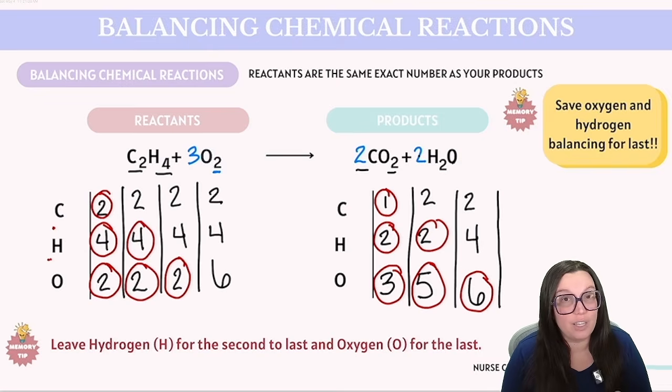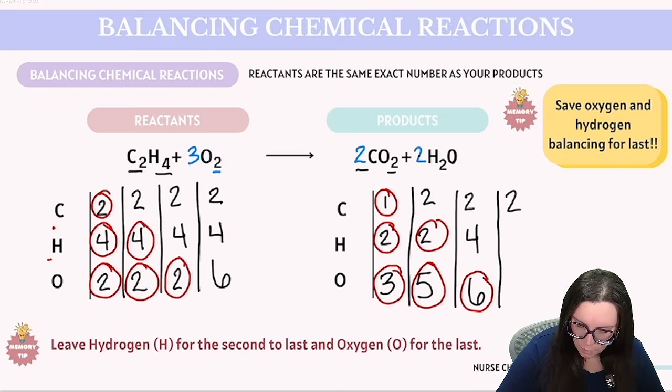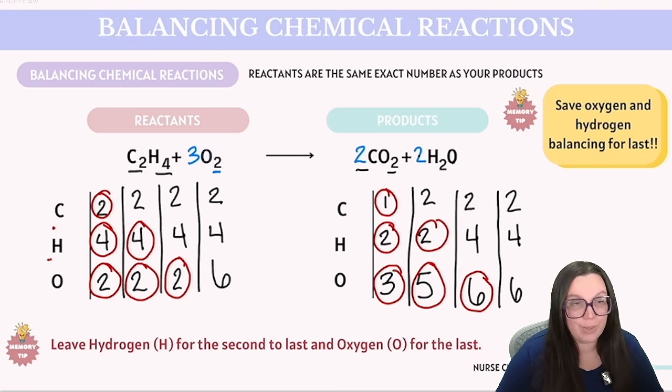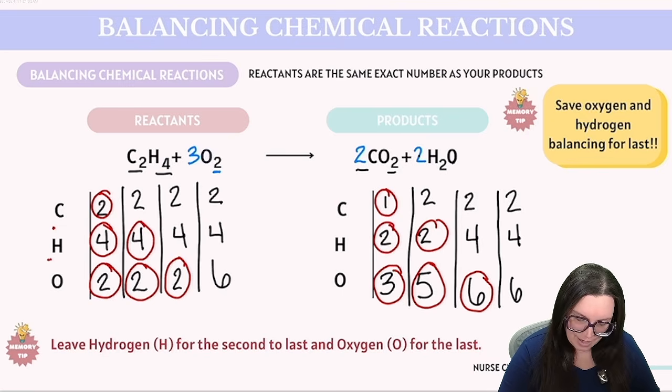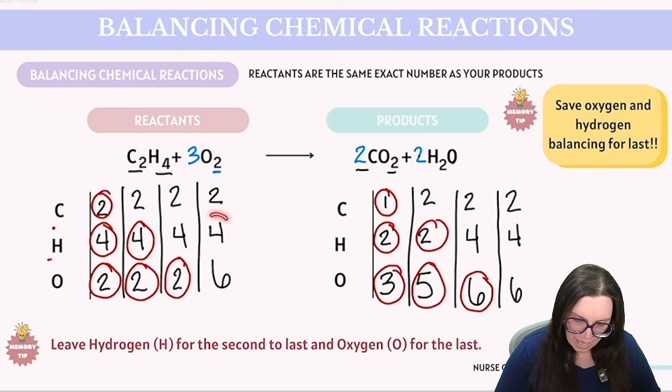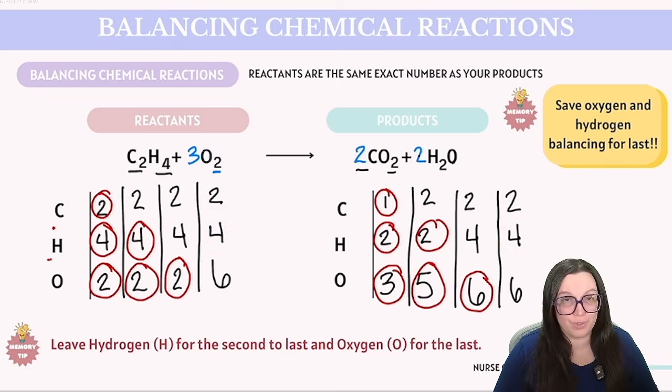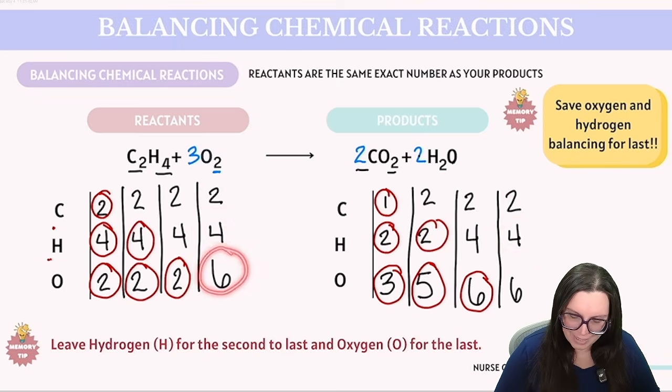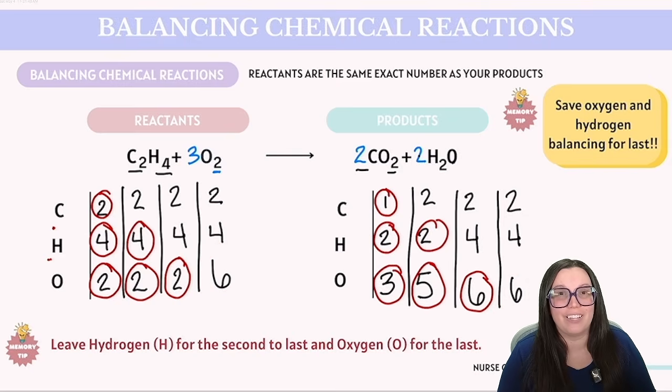I didn't touch anything over on my product side, so I can just pull over my numbers like you see that I'm doing here. And now we're going to tally everything up. So I've got 2 carbon on both sides of my equation. I've got 4 hydrogen on both sides of my equation. And now I have 6 oxygens on both sides of my equation. Now I have a balanced equation.